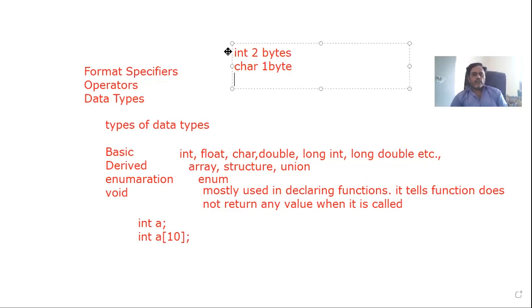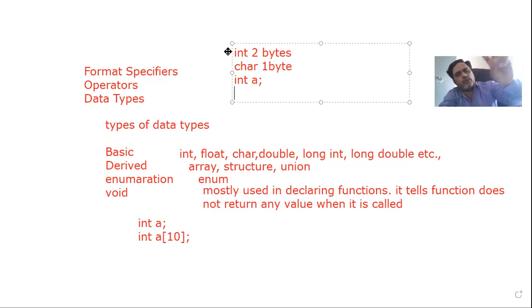Sir, I have a doubt here. If I create the same character variable as an array, how many bytes will be occupied? See an example here, int a. Here a is a variable of type integer that will occupy 2 bytes of memory. If I specify a of 10, then what will happen? Simply 10 into 2, simple logic. So it means 20 bytes will be occupied.